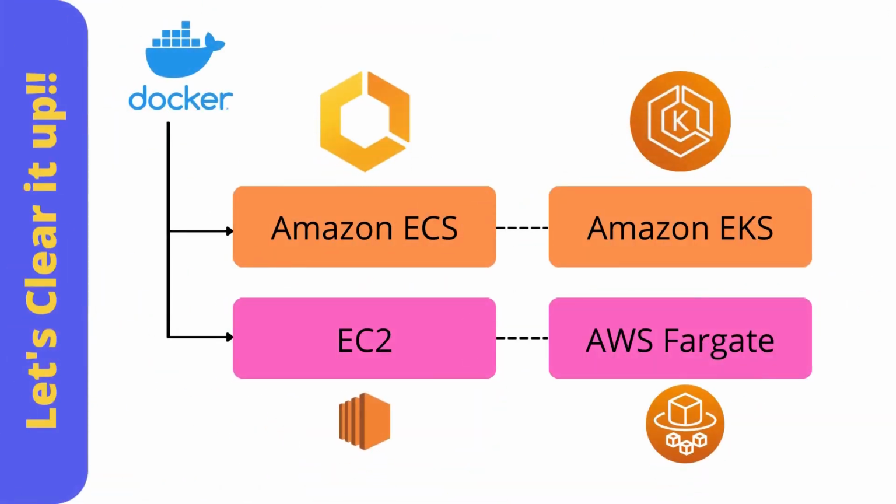If you want to run Docker based workloads on AWS, you first need to choose your orchestration tool. Do you want to use Amazon ECS or Amazon EKS? After selecting your tool, you need to choose your platform, whether you want to run your containers on EC2 instances that you manage or in a serverless environment like AWS Fargate that is managed for you.